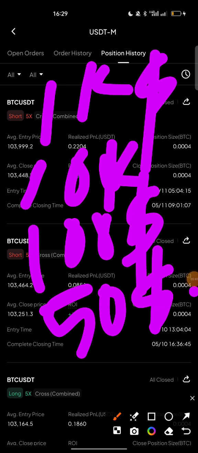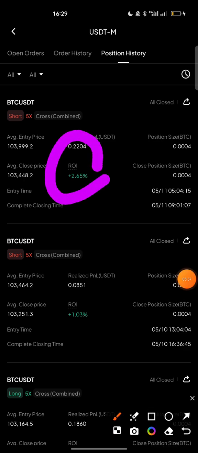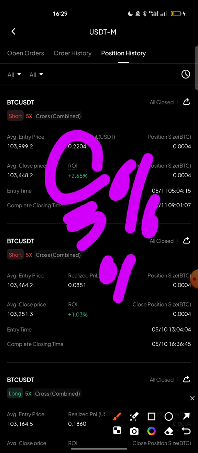Now, I'm using very low leverage as well. I'm using 5x. I'm going to show you that in another video. If I were to use 10x, this profit would be doubled. Where you are seeing 2%, you will be seeing 5% profit. Where you are seeing 1%, you will be seeing 2% profit, and the same applies to a loss.